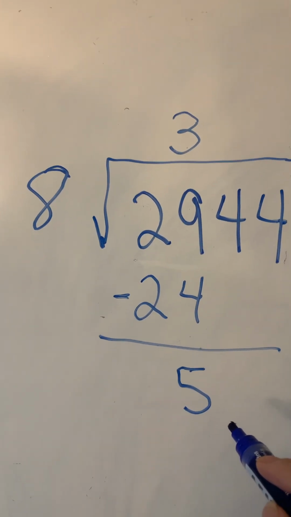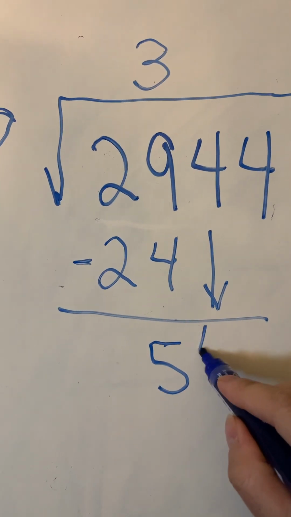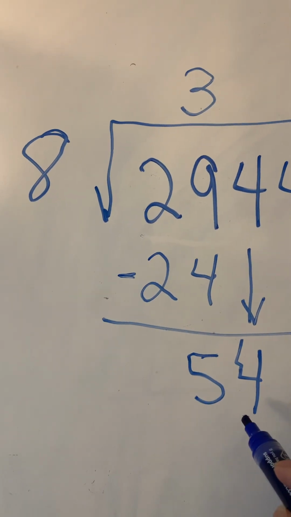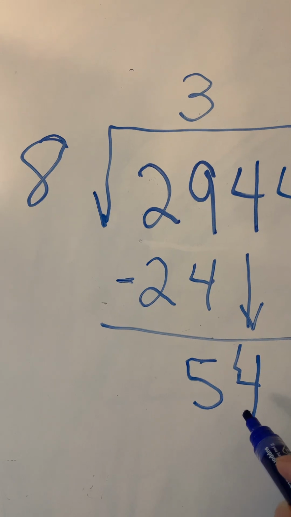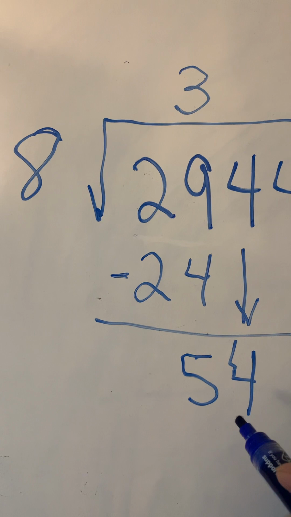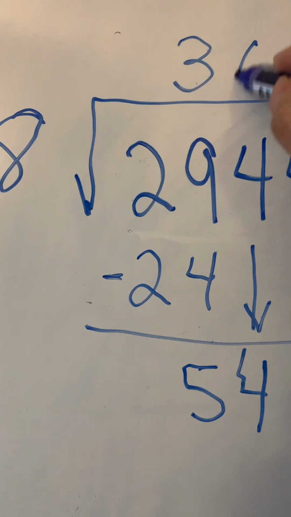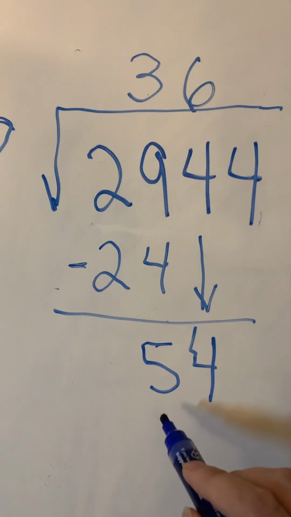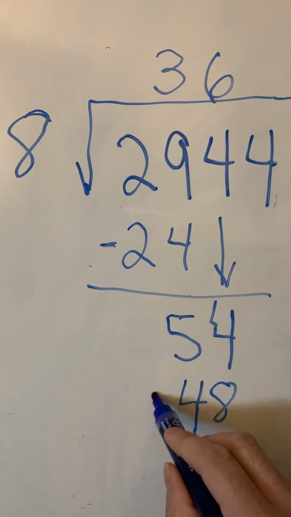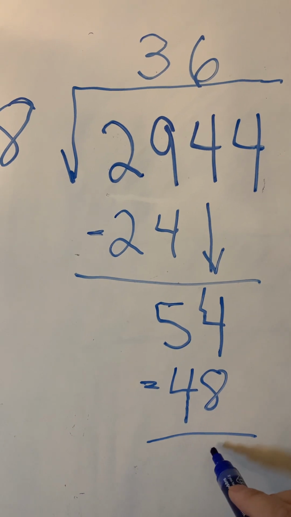Okay? So now you bring down the next number, the 4. And you get 54. How many times does 8 go into 54? Well, 6 times 8 is 48, and 7 times 8 is 56. So 7 is too big, so it's 6. So that's 48. And then you subtract that again. The difference between these two is 6.